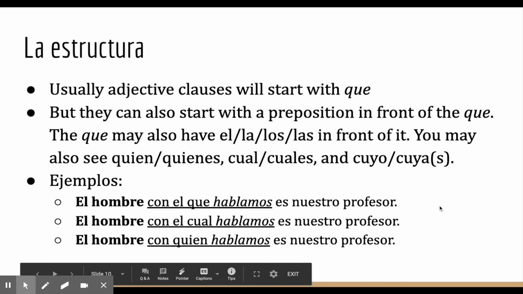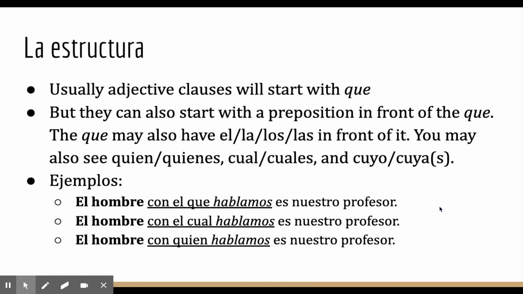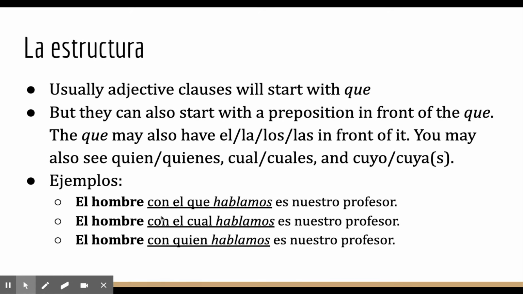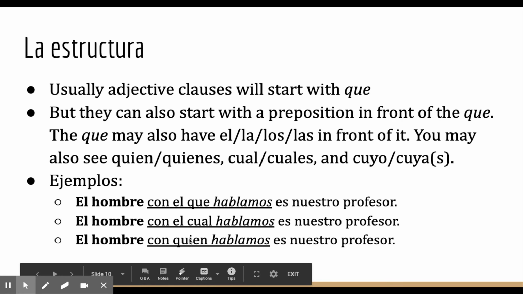All right. Now, looking at the structure of the subordinate adjective clause, they usually will start with que, but they can also start with some other things. So you might see el, la, los, las in front of that que, if it has a preposition in front of it, right? So like this example, con el que hablamos es nuestro profesor. If it has a preposition, it can't be con que, it has to be con el que. And then you'll see exactly the same sentence with con el que, con el cual, con quien. These are all synonyms. Each of these means exactly the same thing. It's just three different ways of saying the same thing.